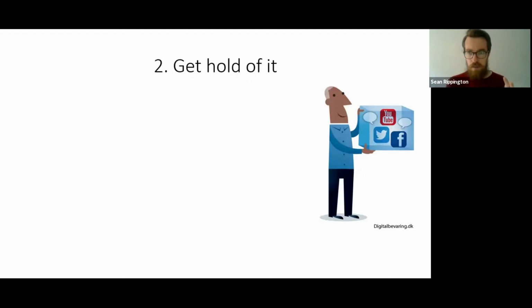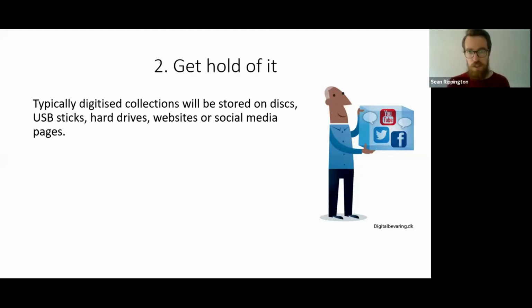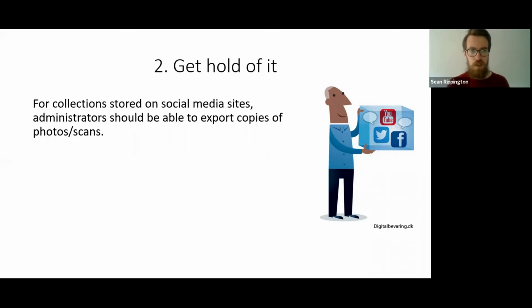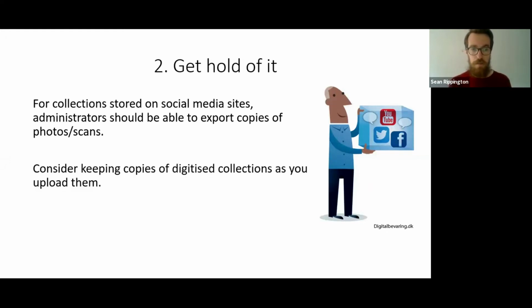Secondly, getting hold of your stuff. If your digitized collections are stored on disks, USB sticks, hard drives, websites, or social media pages, you'll probably want to get hold of that and make sure that you can make another copy. We'll talk about that more a bit later. If your collections are stored on social media sites or websites, the administrators of those pages or sites should be able to export copies of the photos and scans. That should be relatively straightforward. You may also want to consider keeping copies of digitized collections as you upload them to websites or social media pages.